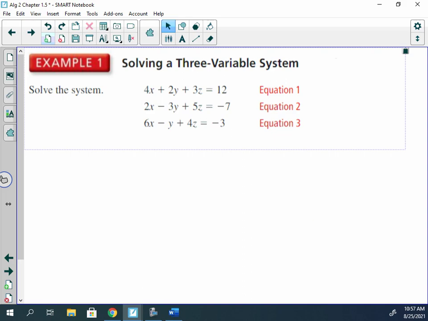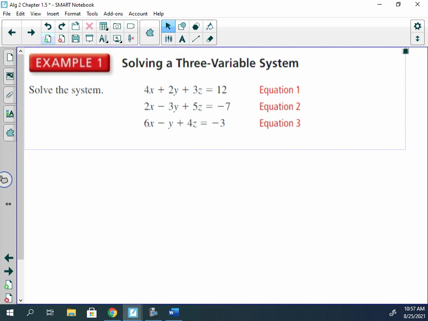So, the first thing we want to do is pick a variable to eliminate. When I look at them, I'm looking at a variable that I can manipulate easily. So if we look at this here, for x, 2, 4, 6. Well, it's kind of easy to manipulate 2. I can multiply 2 by 2 to get 4x, and I can multiply 2 by 3 to get 6x. That's kind of easy to manipulate, yes?